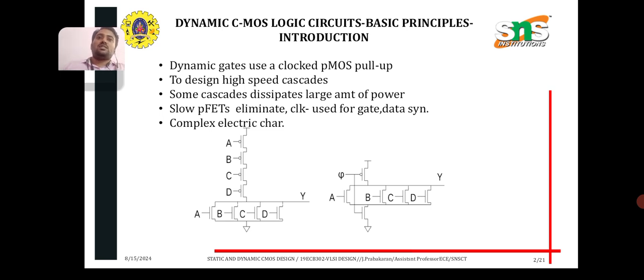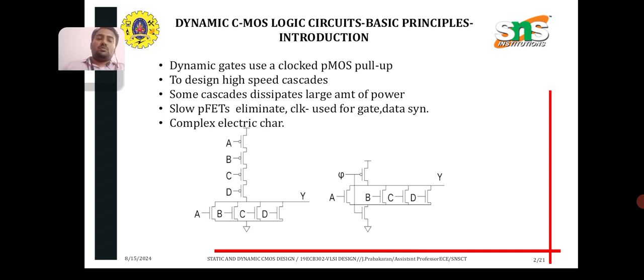Dynamic CMOS logic circuits use a different approach compared to static CMOS circuits, leveraging the temporary storage of charge on a capacitor to perform logic operations. Here we will discuss the basic principles of dynamic CMOS logic circuits.